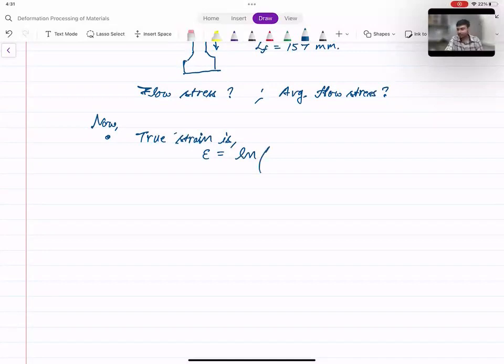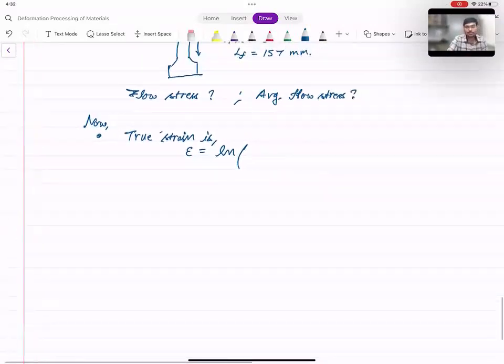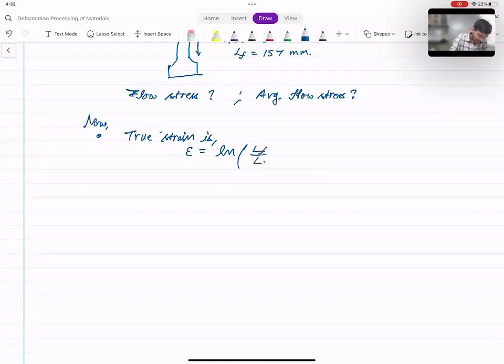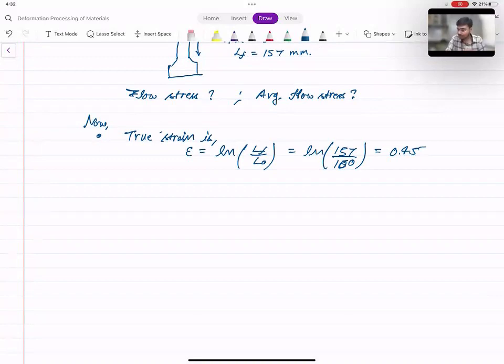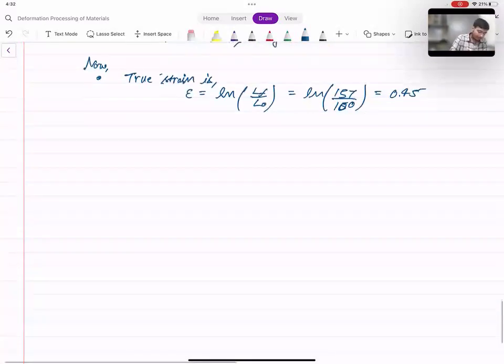Sorry, this will be final length by initial length, because this epsilon is written as ln of e plus 1, and if we back substitute the value of e, which is engineering strain, we get this as final length by initial length. Okay, so if we substitute the values here, ln of 157 by 100, so this comes out to be approximately 0.45. Yes, it is 0.45. So now we have the true strain value.